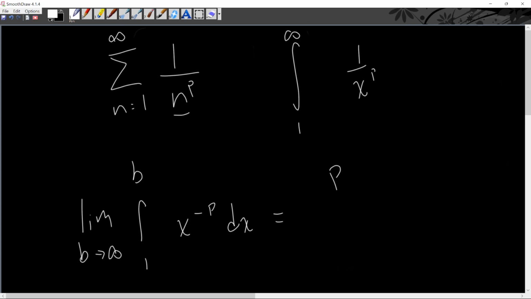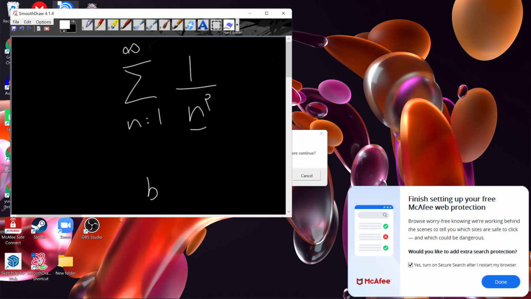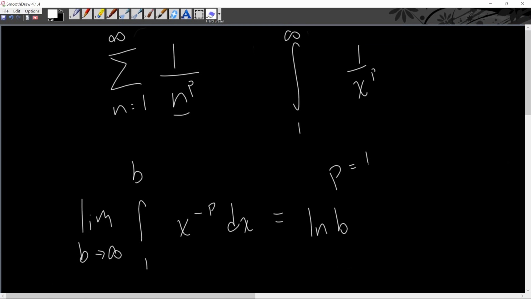If p equals 1, we have ln b minus ln 1, which again we said was 0. So we have ln b. If p equals 1, as we said, this is the harmonic series, so of course it's going to equal ln b, which again was infinity. Or if p does not equal 1, and that's the more interesting thing. So if p equals 1, you get ln b, which goes to infinity, right?